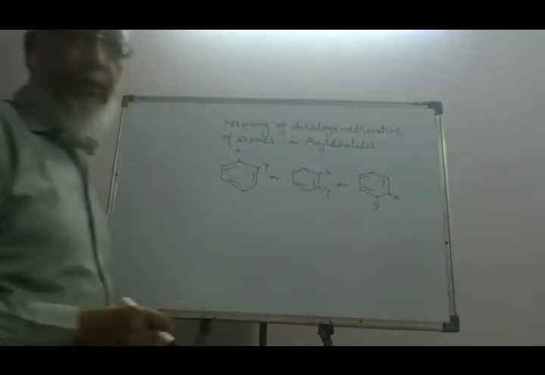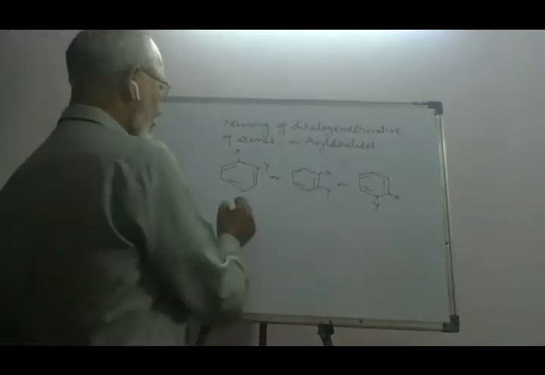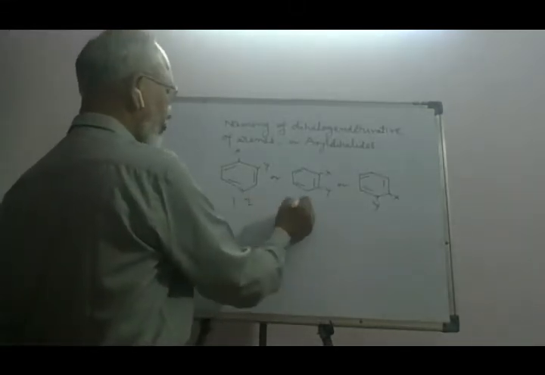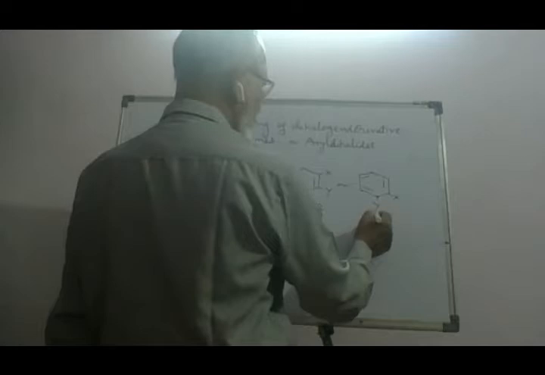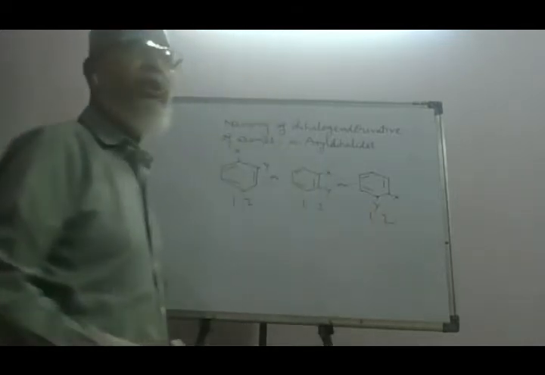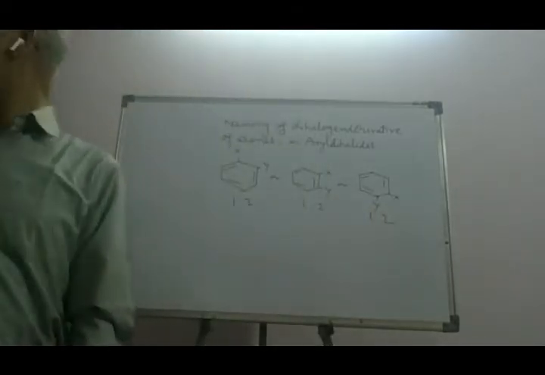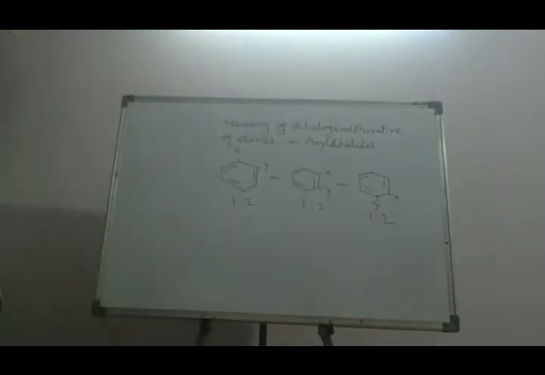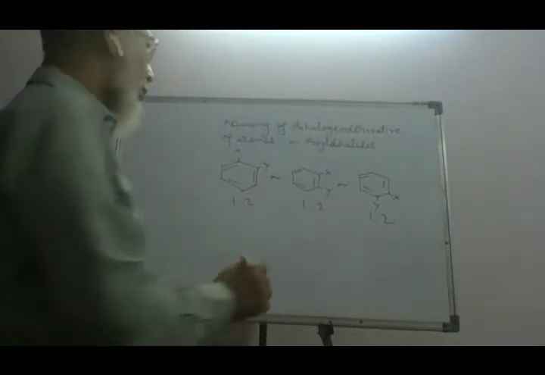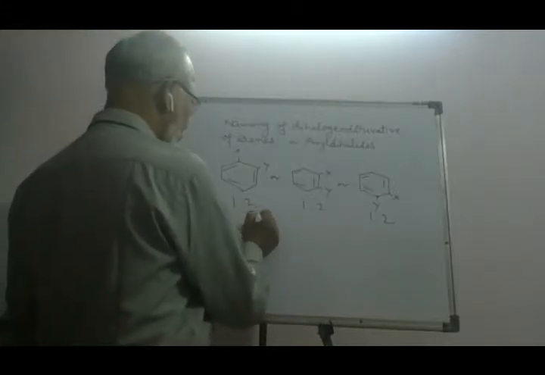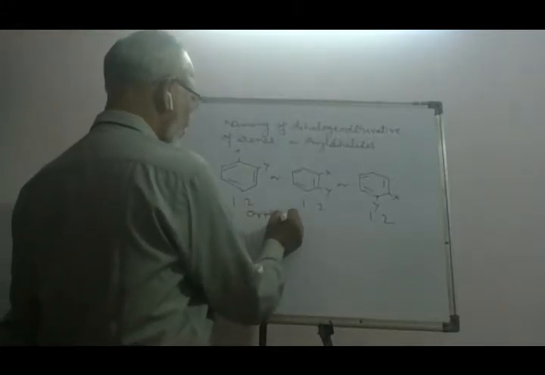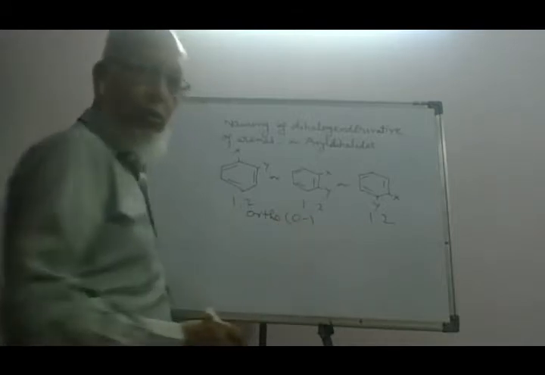All these will have the same name. Now this is 1-2 position. That is, 2 groups are substituted at 1-2 position. So this is called as ortho position. And in short, it is represented by O.